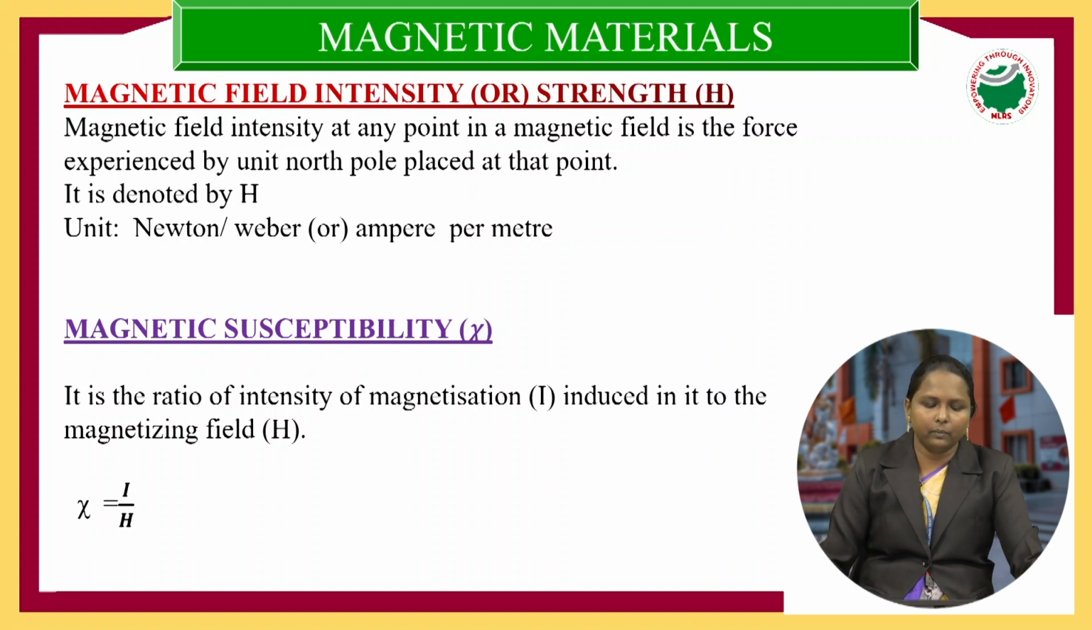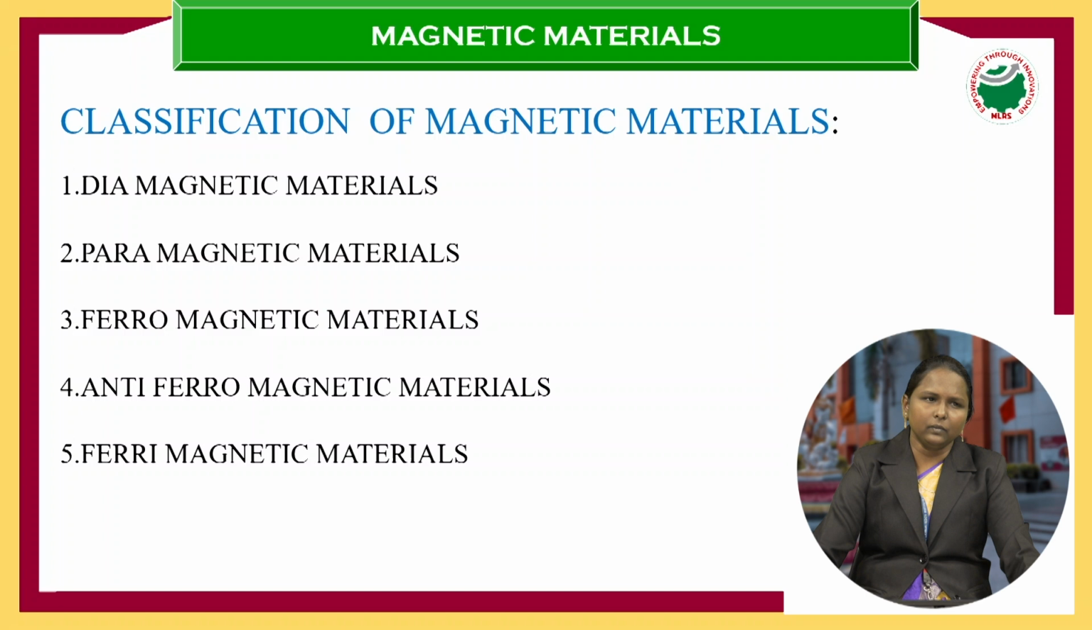Next definition is magnetic susceptibility. The magnetic susceptibility is the ratio of the intensity of magnetization, produced because of the external field which we apply to the material, to that applied field. So the susceptibility of the material depends upon the intensity of the magnetization and the applied magnetic field. Next we are going to discuss the classification of different types of magnetic materials.